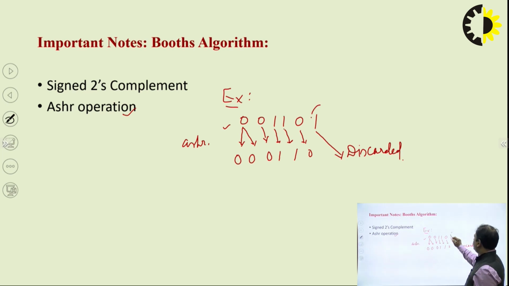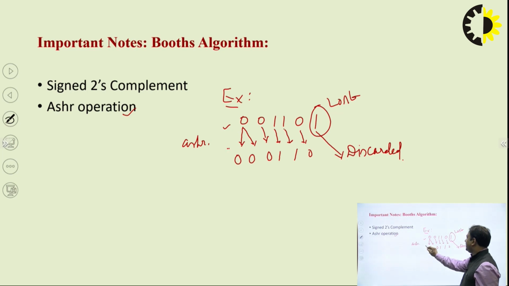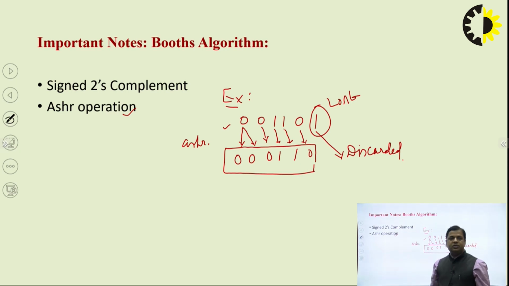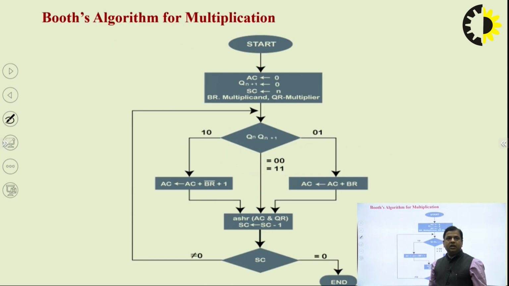So this 1 will be lost, and after the ASHR operation my bit sequence will be like this. So these two operations will be used in the signed 2's complement, right? Now next we move to Booth's algorithm.